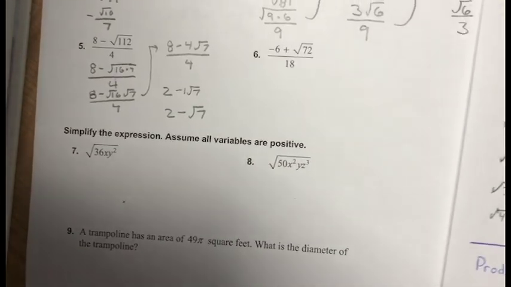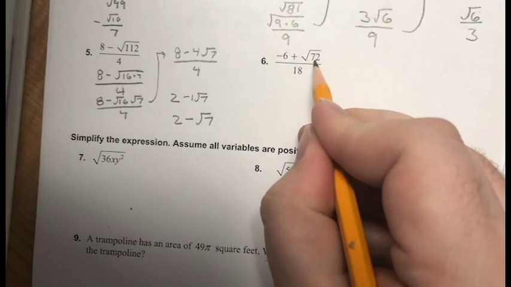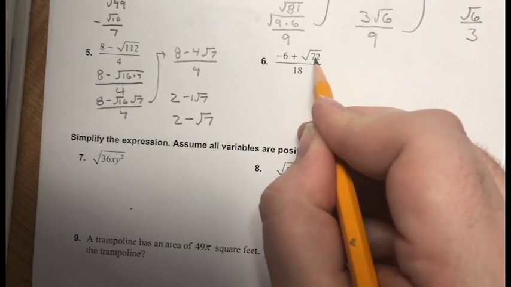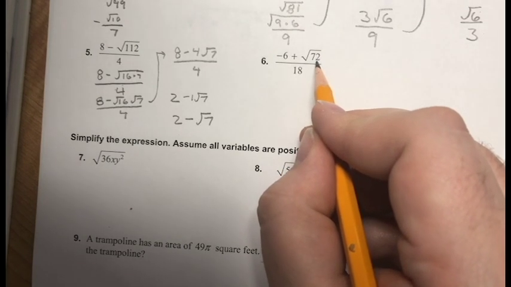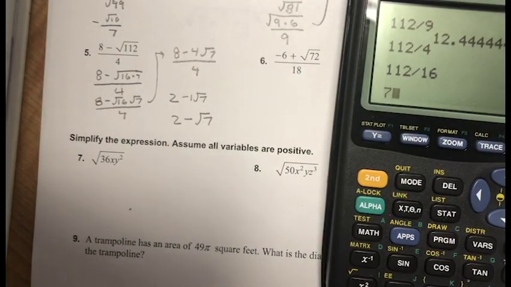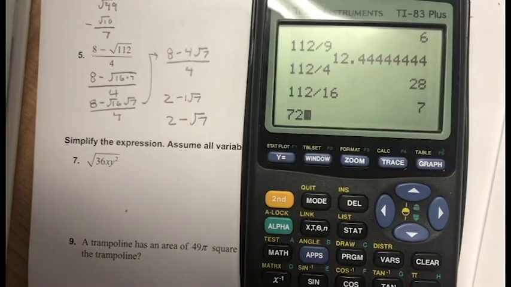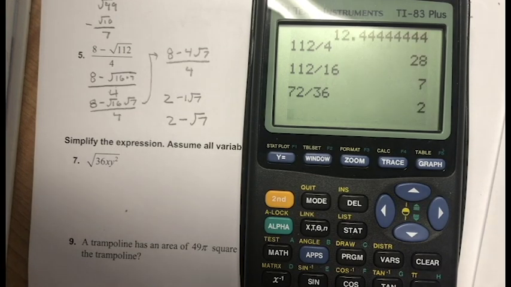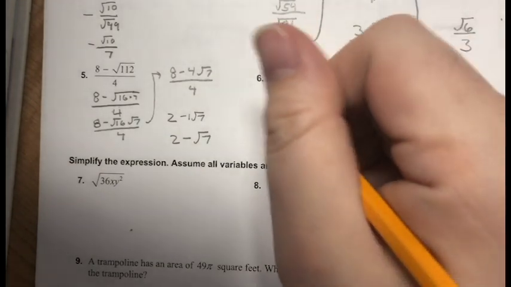Now let's do 6 together. Same concept. I need to see if there's anything right off the bat. And just because I've done this long enough, I want to try 36. I know 36 is a perfect square. Let's see what happens. 72 divided by 36, it is. And that leaves me with the prime number 2. So I have factored that out completely.